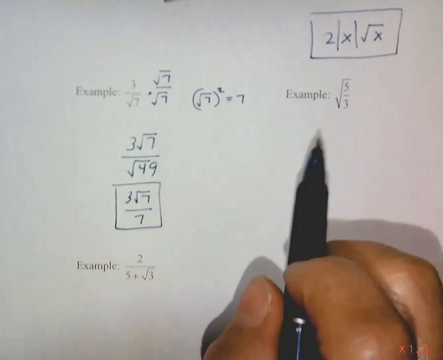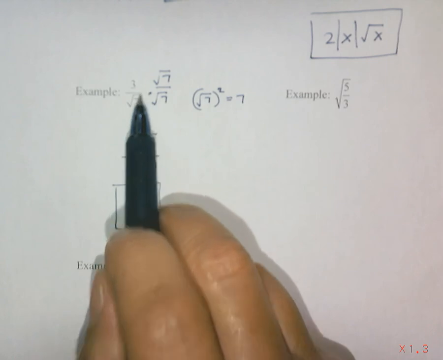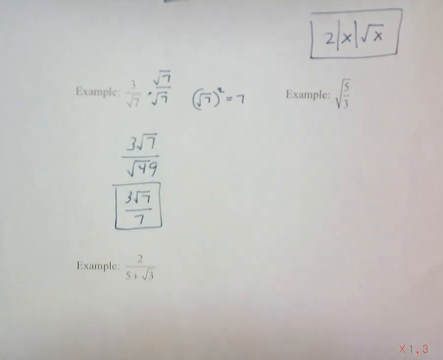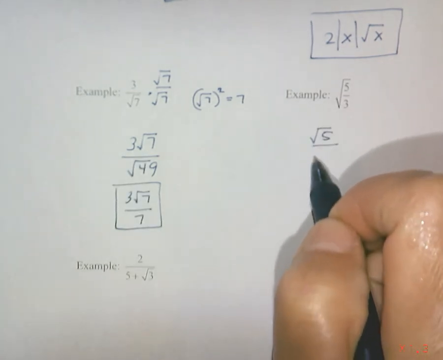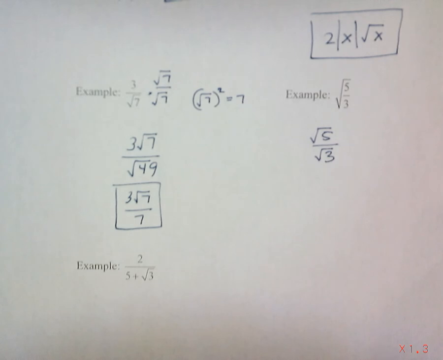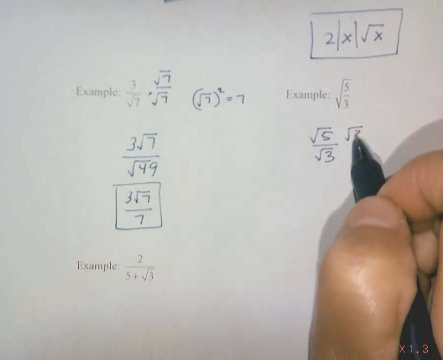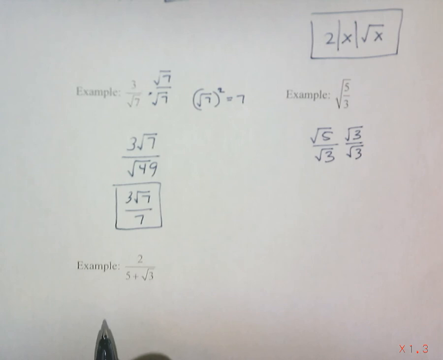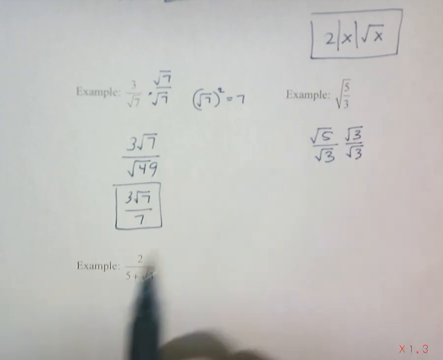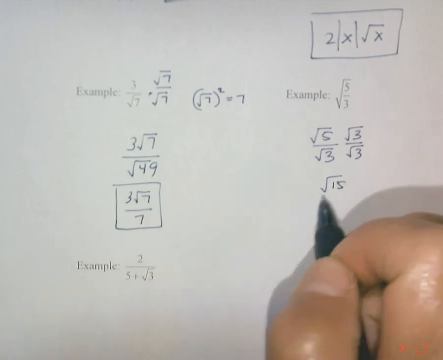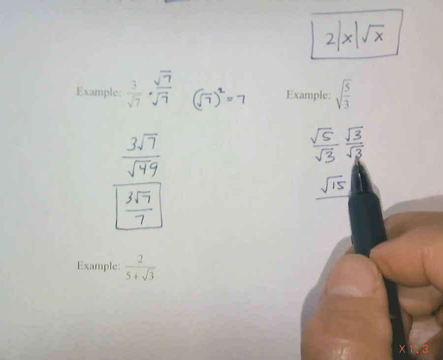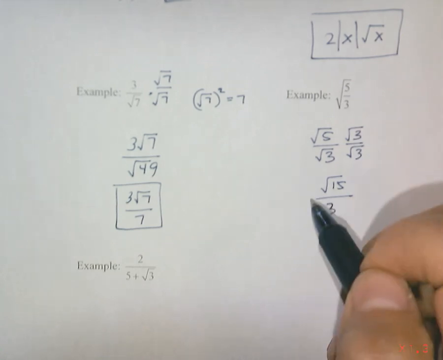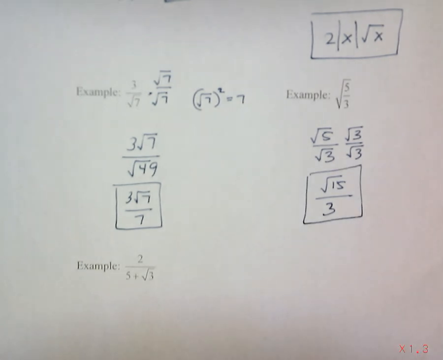You might also see it in the form like this. So this had 3 and then just the square root of 7. This has the square root of 5 over the square root of 3. So just like the first two examples, I could write this as the square root of 5 over the square root of 3. I'm going to rationalize this by multiplying by the square root of 3. Whatever I do to the top, I have to do to the bottom. The square root of 5 multiplied by the square root of 3 is going to be the square root of 15. And the square root of 3 times the square root of 3 is going to be the square root of 9. And the square root of 9 is 3. So that's where it stops.